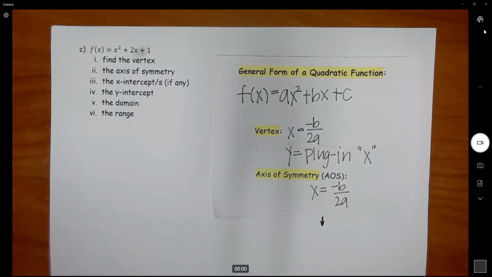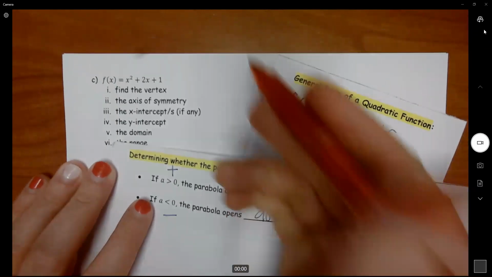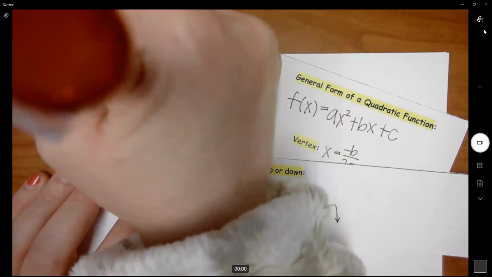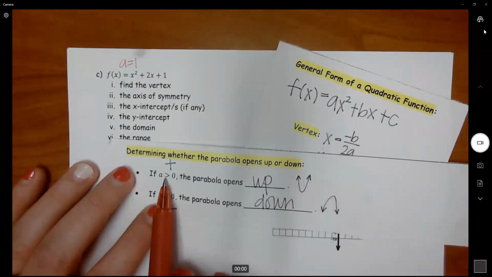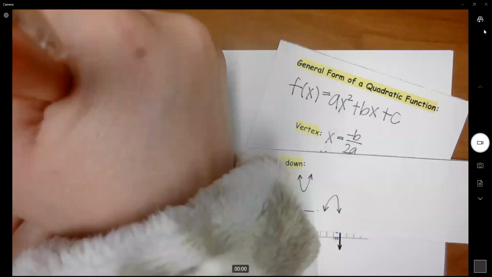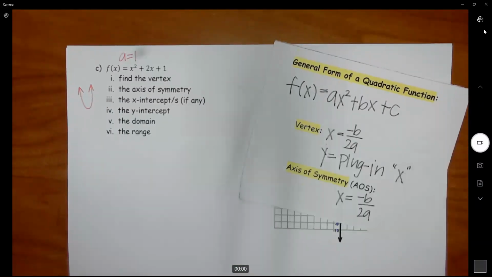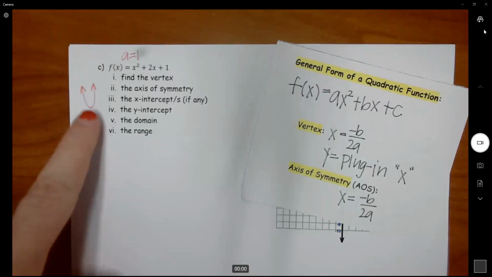Before we start though, I always like to determine whether this is going up or down. And you can tell if this is going up or down by looking at A. In this case here, my A equals 1. Because A is greater than 0, or because it's positive, I know that this parabola is going to open up. So we'll keep that in mind and make sure our final result is opening up.